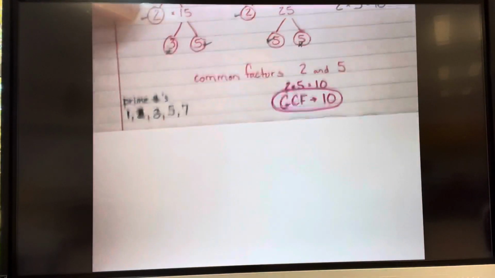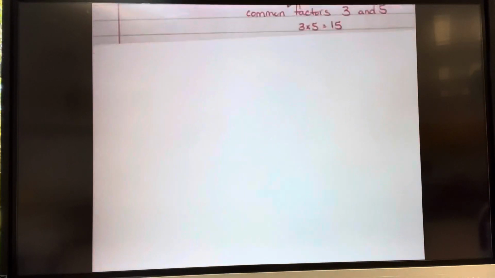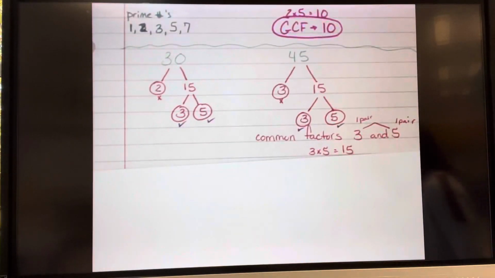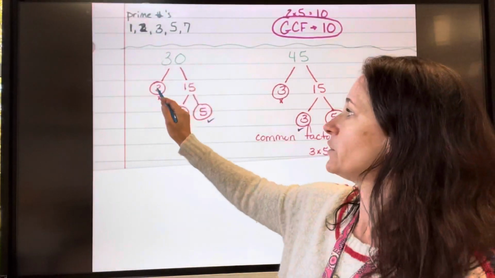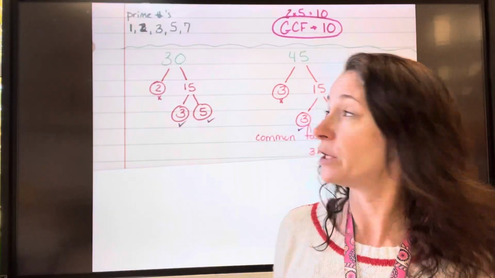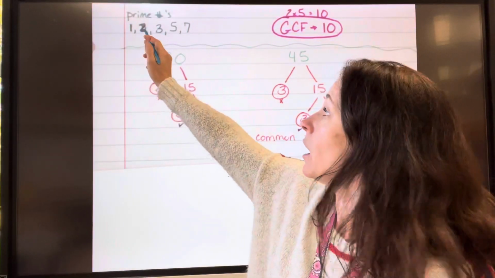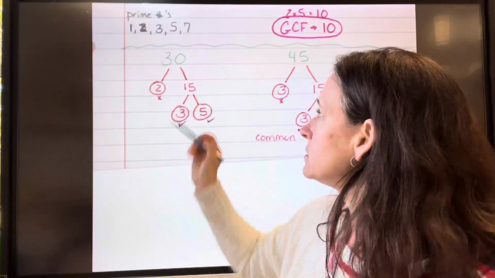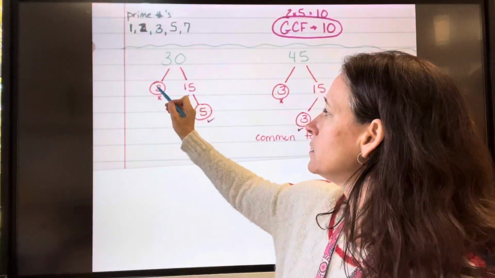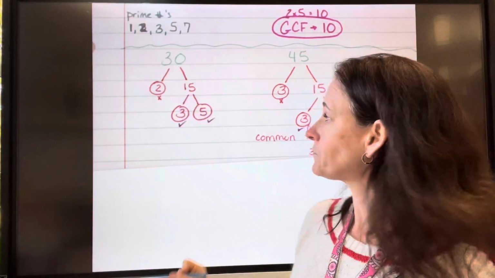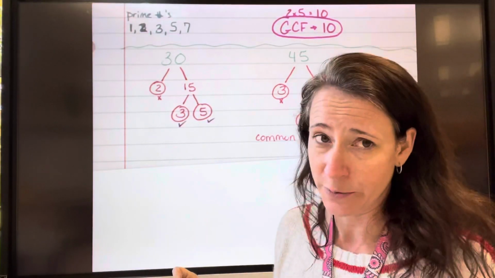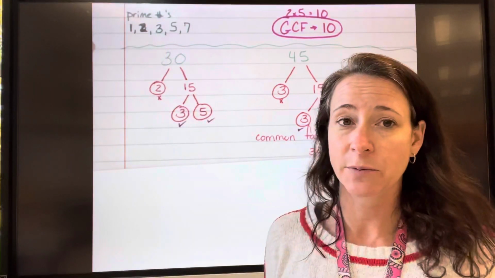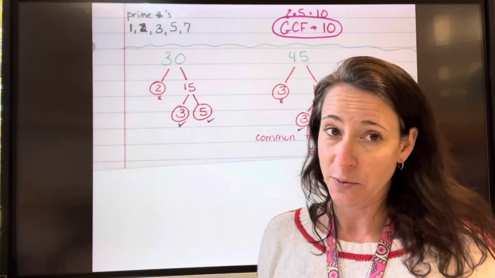Again, this is a method. So here is another example I used with 30 and 45. So I broke apart 30. First I used 2 because it was an even number and it's my first small prime number. So start with the smallest one. So it's divisible by 2. So I know 2 times 15. And then 15 is not a prime number. I had to break it apart to 3 and 5 because 3 and 5 are my prime numbers and I cannot break them apart anymore.